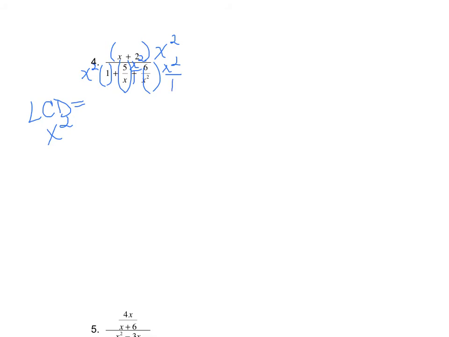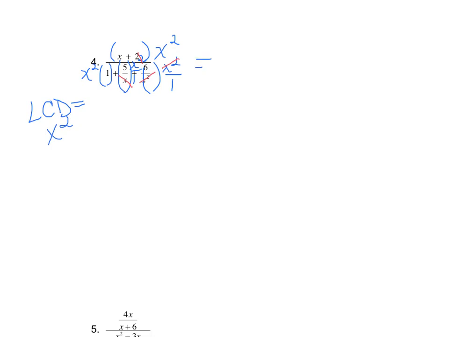Okay, let's see what we've got here. I can't cancel anything on the top. On the bottom left, I can't cancel anything. I can cancel an x for an x, so I'll get rid of that little squaring there. And then I can cancel an x squared for an x squared. So I got rid of the extra denominators.